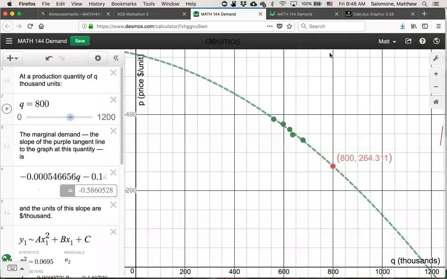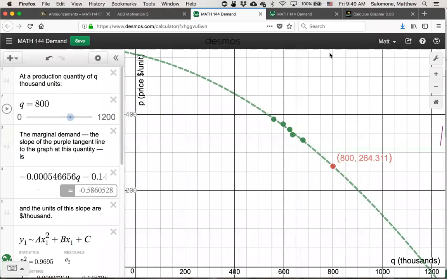So you've seen that marginal demand tells me what I have to do to the price, the y value, the value of my function D(q). What do I have to do to the price if I want to increase the quantity that I sell by just one more unit? If I just want to produce one more unit at a level of 800,000 units of production, then what's going to have to happen to the price?